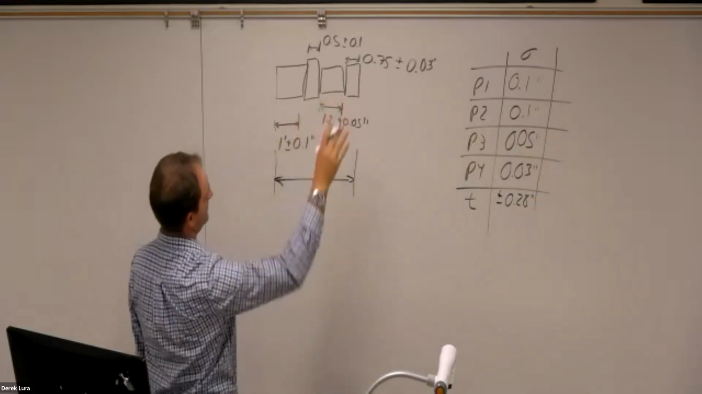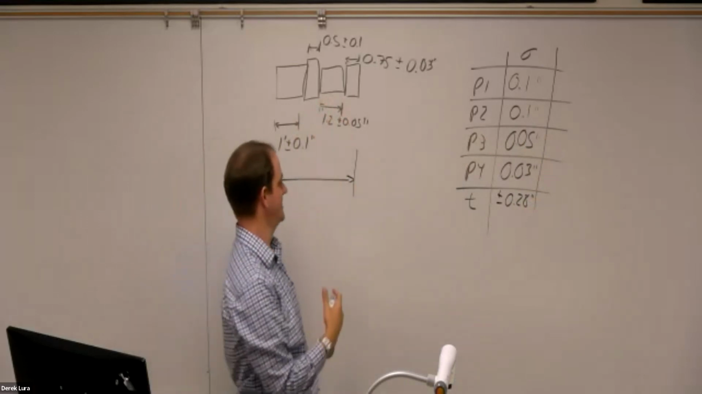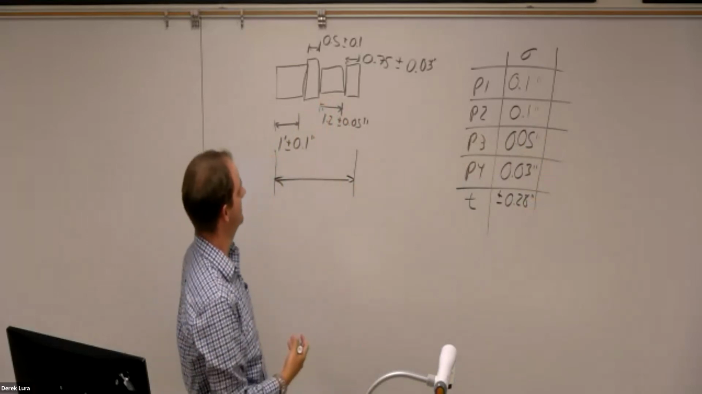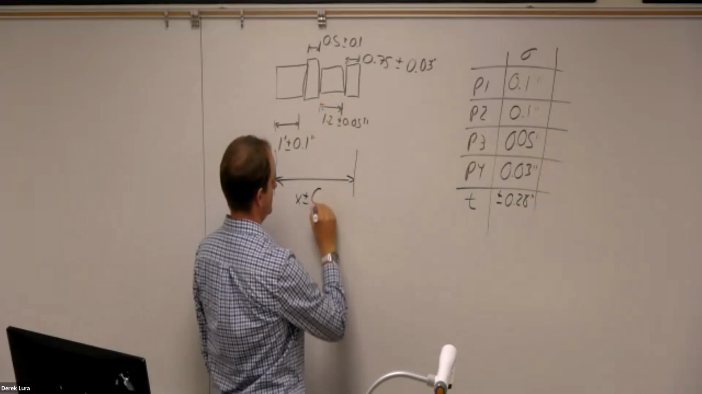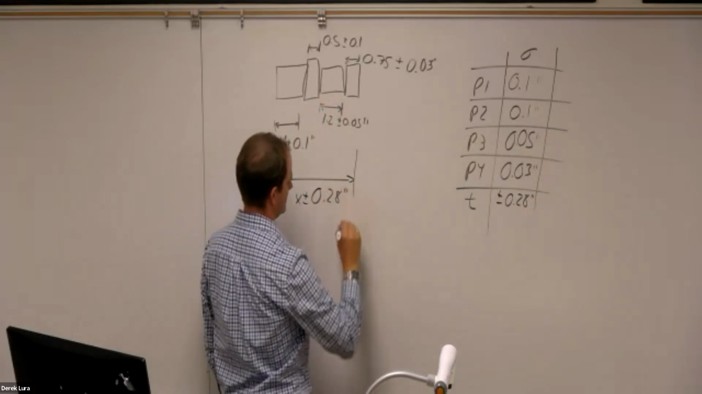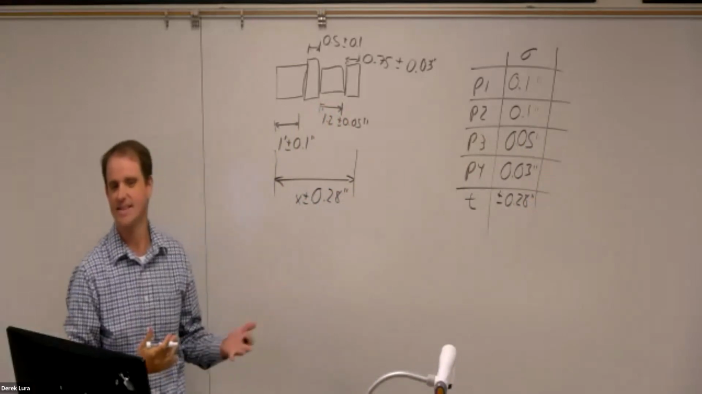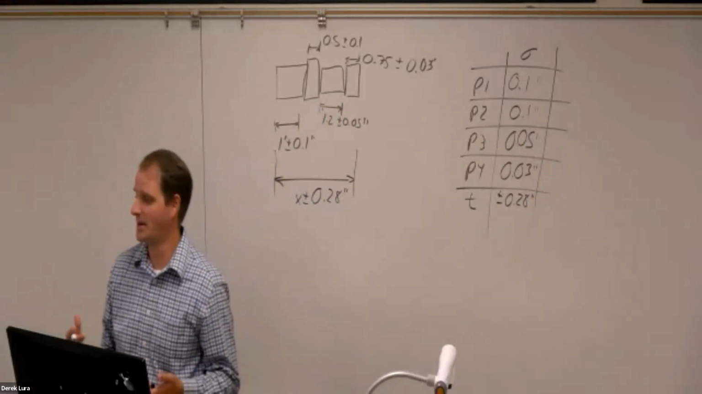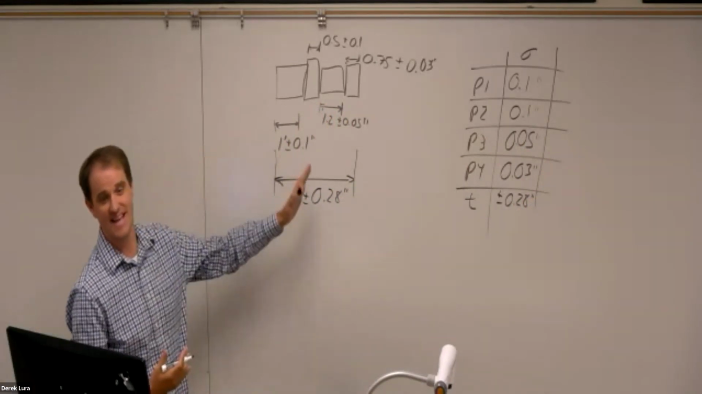And I'm going to add up the total lengths too, although I don't necessarily care about the lengths in terms of this analysis. I do for the purpose of the assembly. But whatever this length here is going to be plus or minus 0.28 inches. And the question from a design standpoint is, is that plus or minus 0.28 inches appropriate for whatever I want this stack up to be?